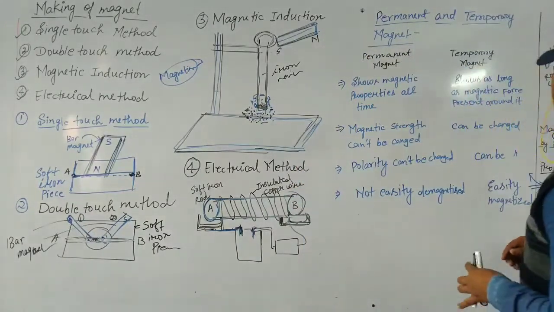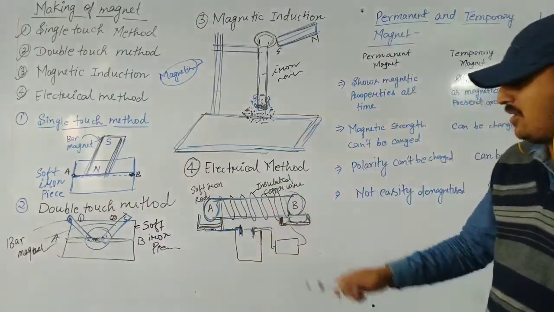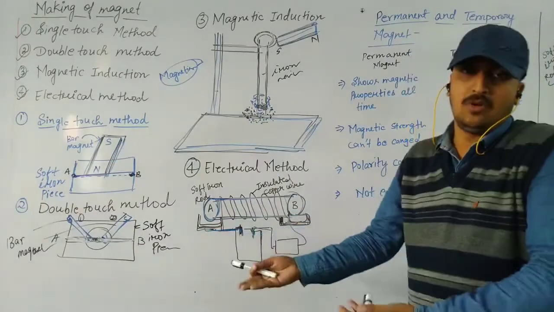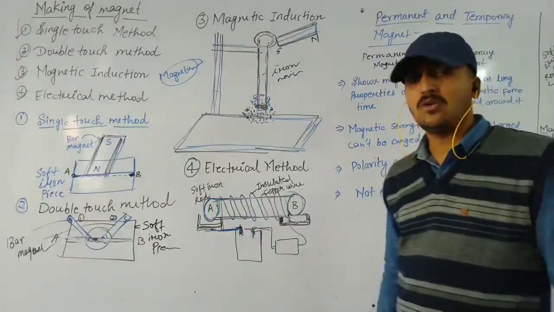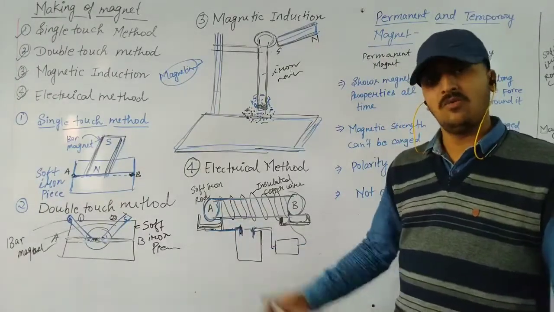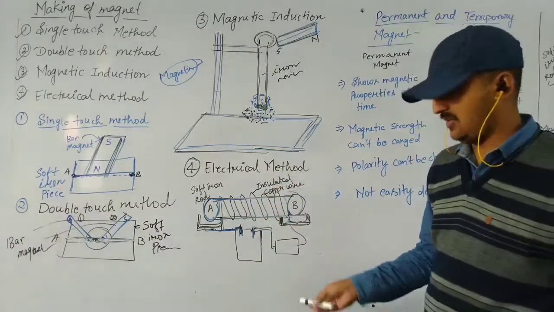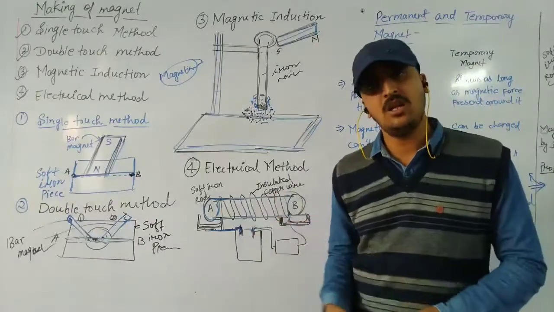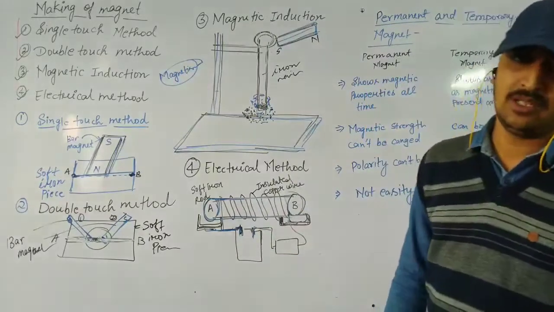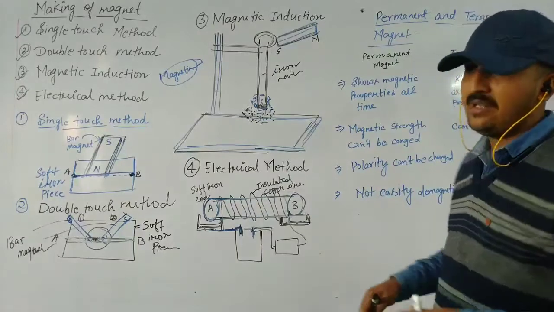What about the temporary magnet? Let us see the properties of a temporary magnet. When we switch off the supply, current will not flow, and it will automatically demagnetize. When we control the power supply, it is always in our control. We can increase the strength, we can decrease the strength. We can change the direction of current, so we can change the polarity, and we can easily demagnetize. When we switch off the current, it will demagnetize. So these are the properties of permanent and temporary magnets.